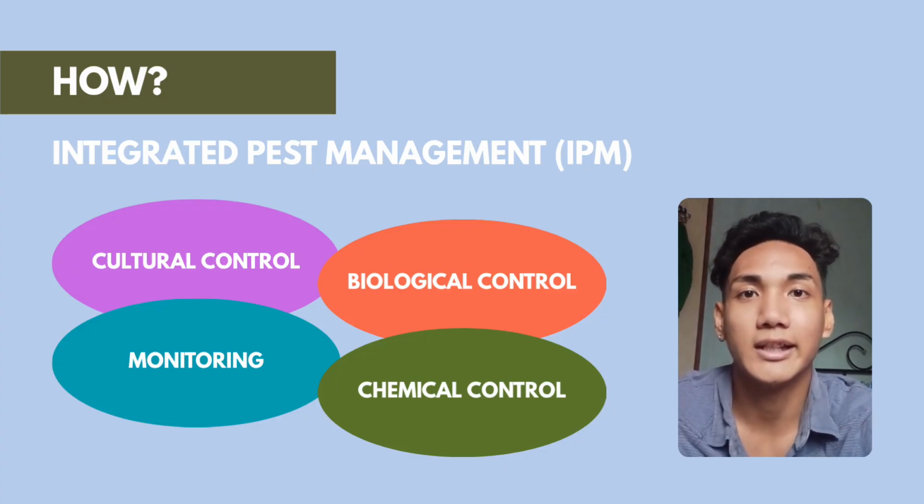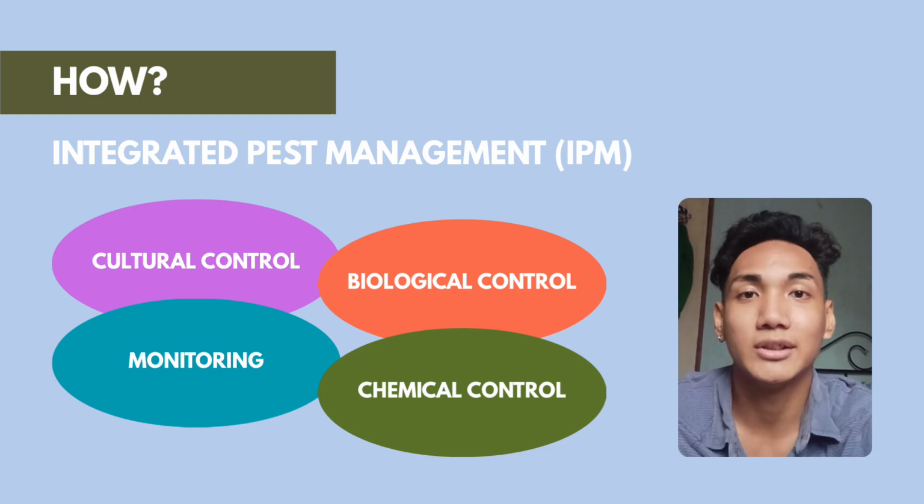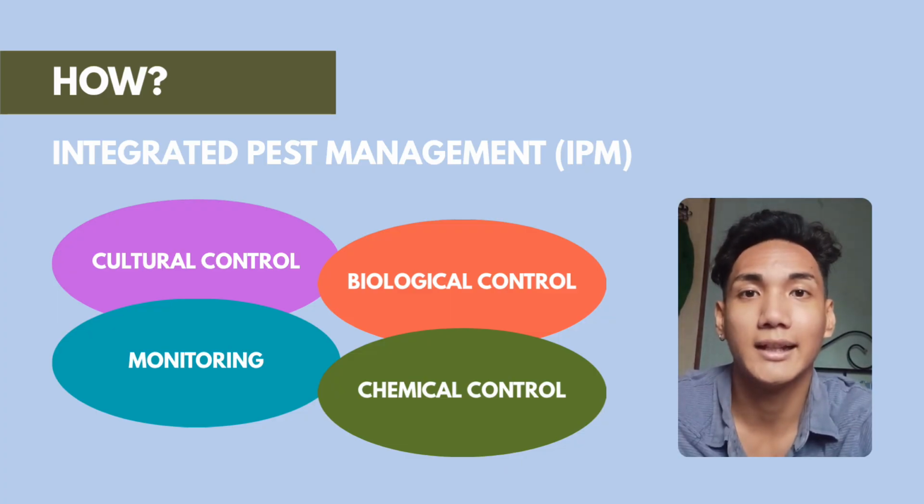Second is biological control. We can encourage natural enemies like parasitic wasps that lay their eggs inside the stem borer's eggs, effectively controlling the population naturally. Third is monitoring. Regularly checking the fields for signs of dead hearts or whiteheads is crucial for early detection. Last but not least is chemical control. Insecticides are an option, but should be used as a last resort, and only when the infestation reaches an economic threshold to avoid environmental harm.